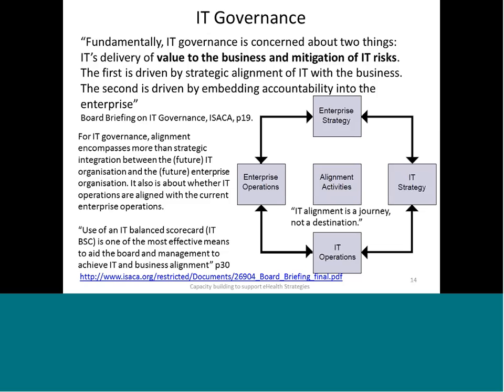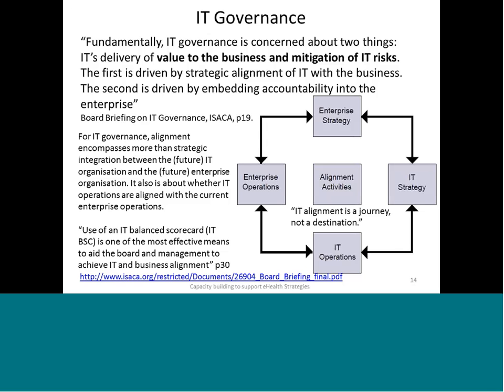So it's saying that IT governance is concerned about two things: IT's delivery of value to the business, on the one hand, and the mitigation of IT risks. So these are two sides of basically the same coin. First, driven by the strategic alignment of IT with the business, and the second driven by embedding accountability into the enterprise. So you have to actually consider both of these two things and the dynamics between them.